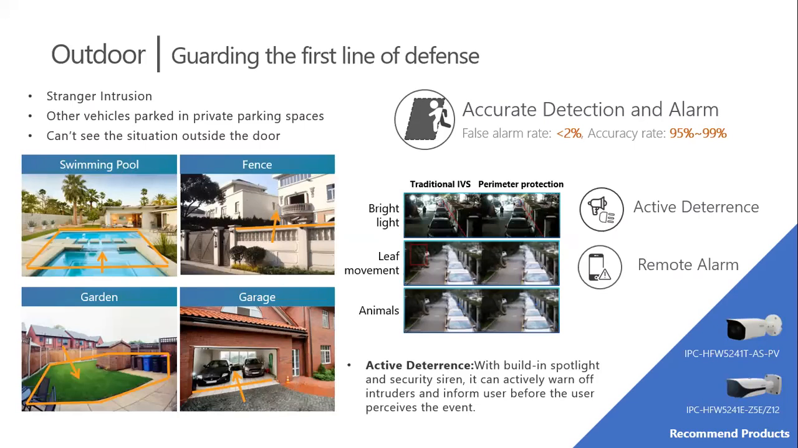These cameras are called the active deterrence camera series, or most likely the TiOC series. The cameras have a built-in spotlight and security siren. So you don't necessarily need a different alarm system. You can have these cameras, which have a siren and can also do perimeter protection.